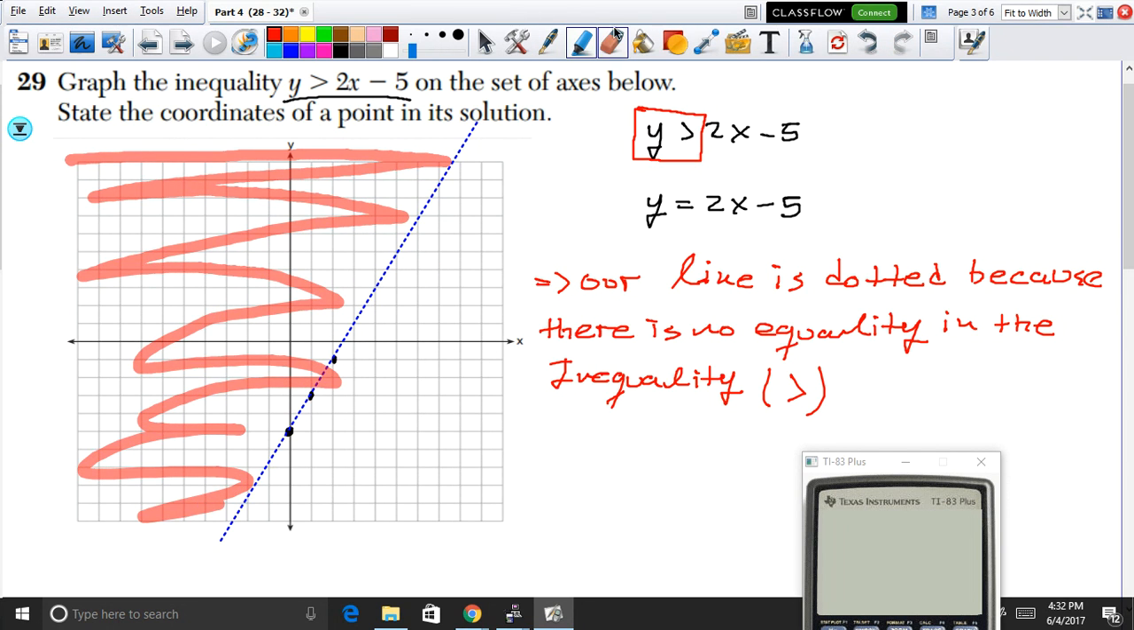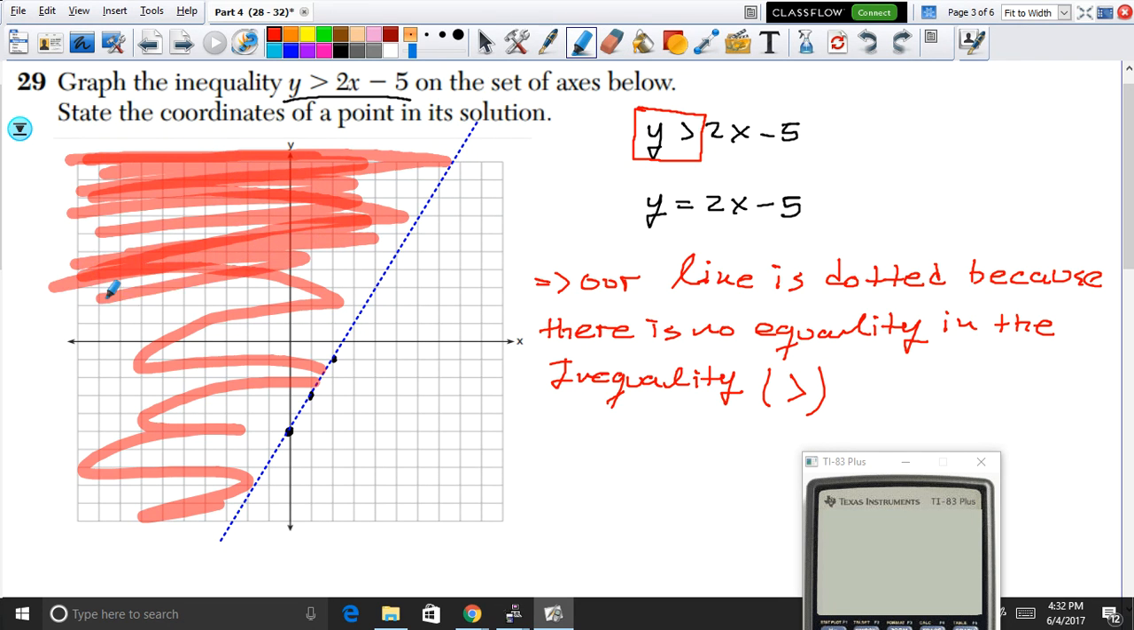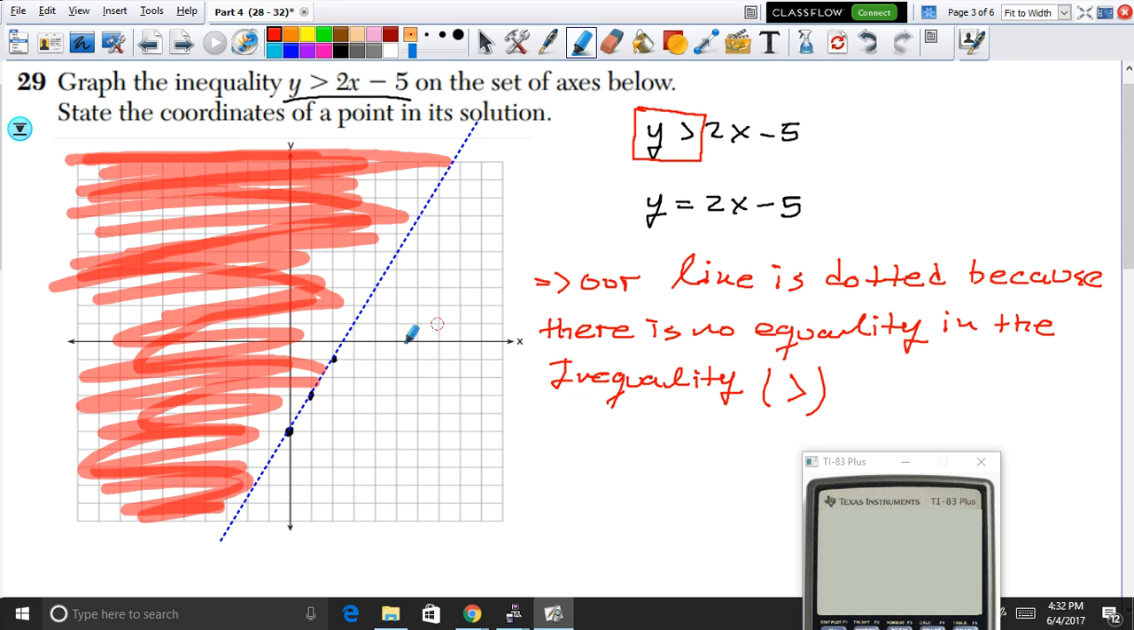Well, except here, be careful here. You don't want to pass that line. So all we're going to do is shade the left side. Why? Because I want all those values which are greater, and the greater y values are located on the left side. So if we look here, it says graph the inequality, which we already did.